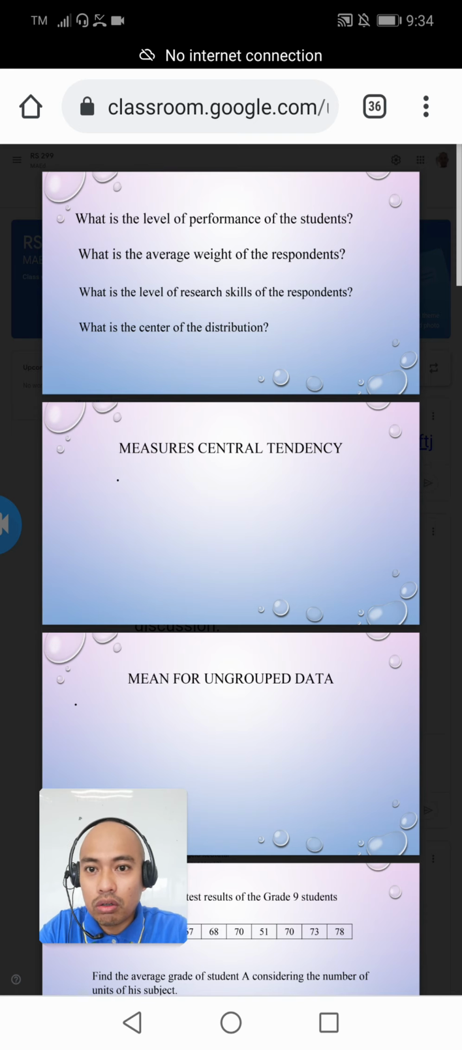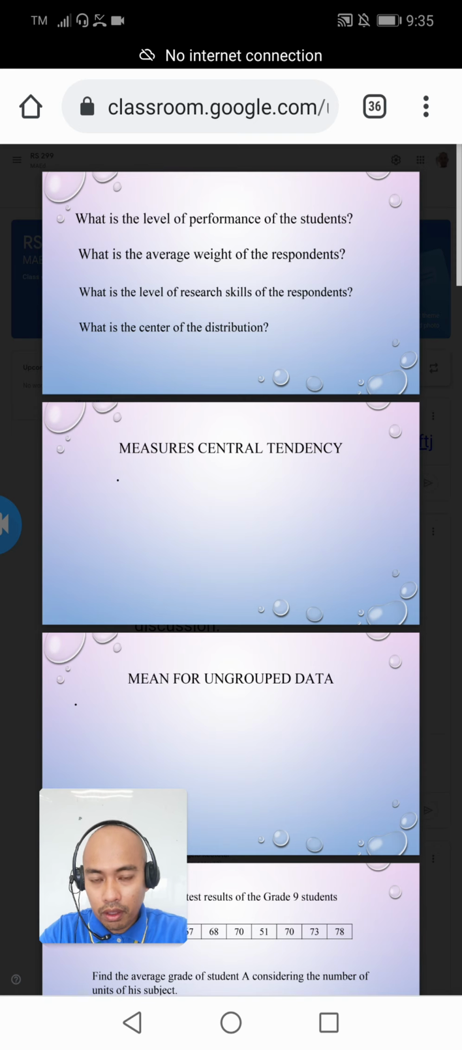Just like what the fourth question means, what is the center of the distribution? If we want to answer that question, we need to utilize the measures of central tendency. We need to utilize those tools in order to find out the center of the distribution. Since we are focusing on this lesson, we will first talk about the mean.